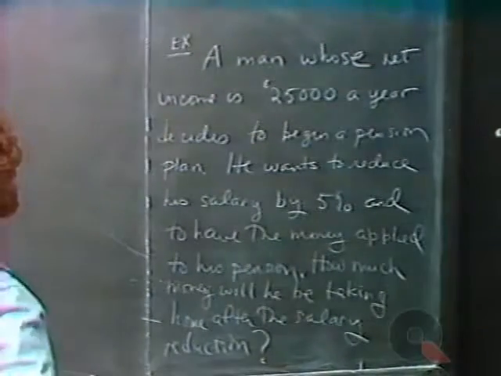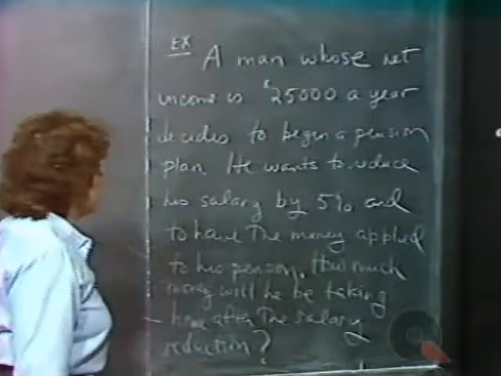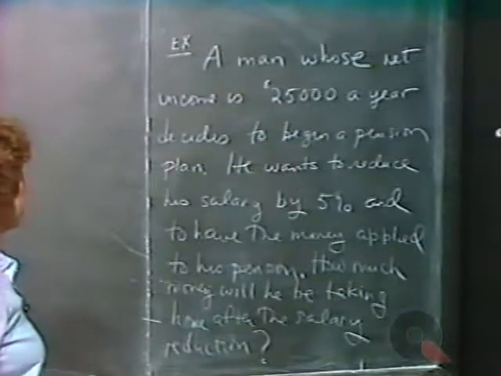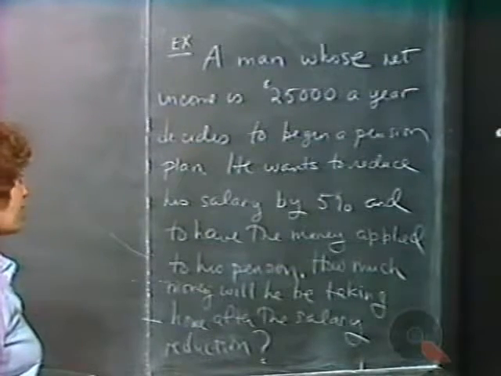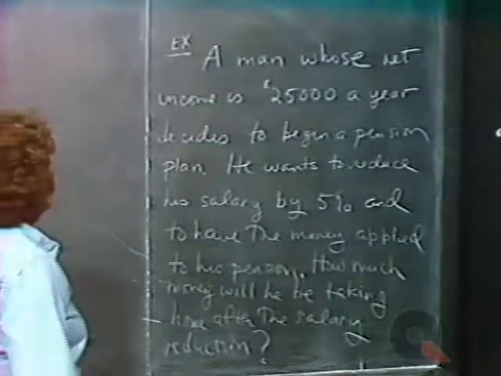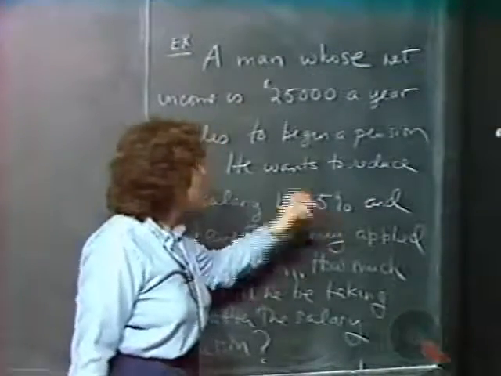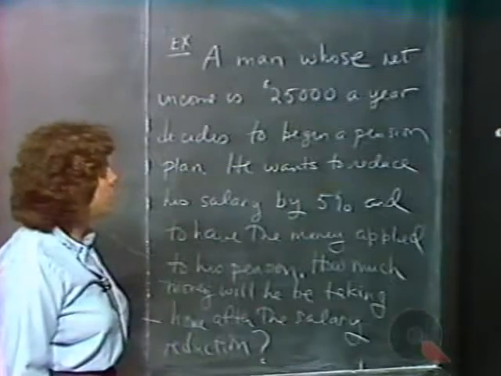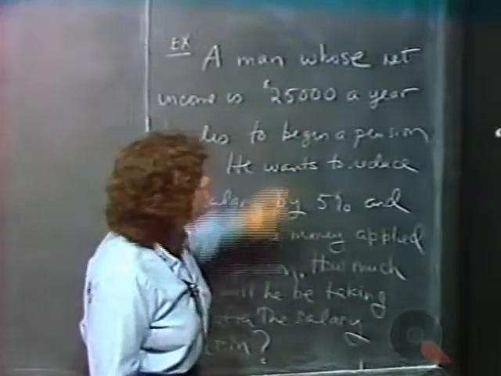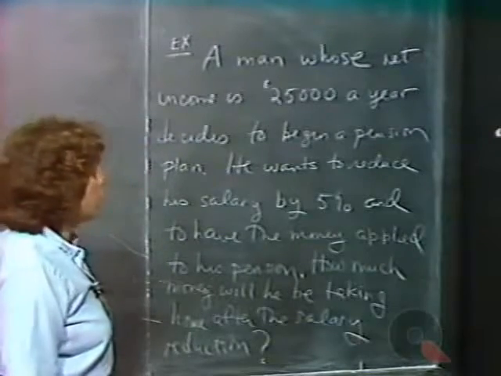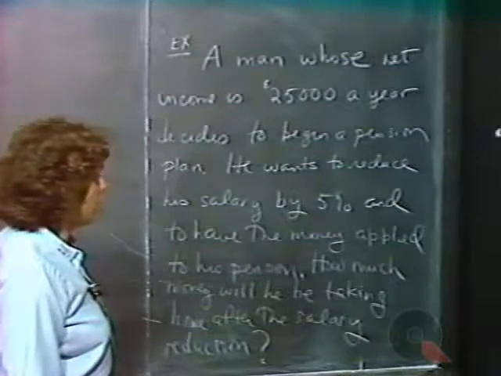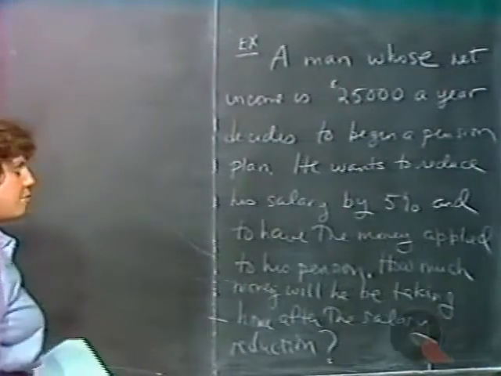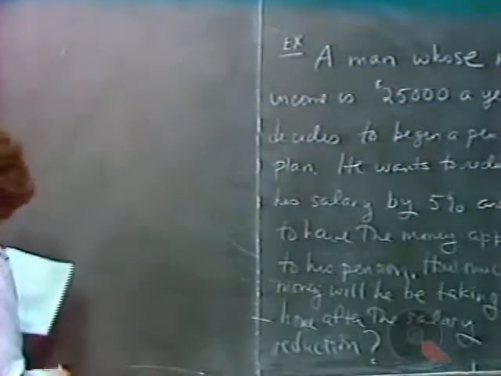Okay, he's bringing home $25,000 a year, and he decides to begin a pension plan. He wants to reduce his salary by 5% and have that money directly deposited to a pension plan. Well, you can figure out what 5% of his salary is, and that would be how much he's applying to the pension. You would then have to subtract that from the $25,000 a year that he's bringing home. Or you can simply say that if he is cutting his salary by 5%, he is bringing home 95% of his salary, since 5% of his salary is going to be applied to the pension.